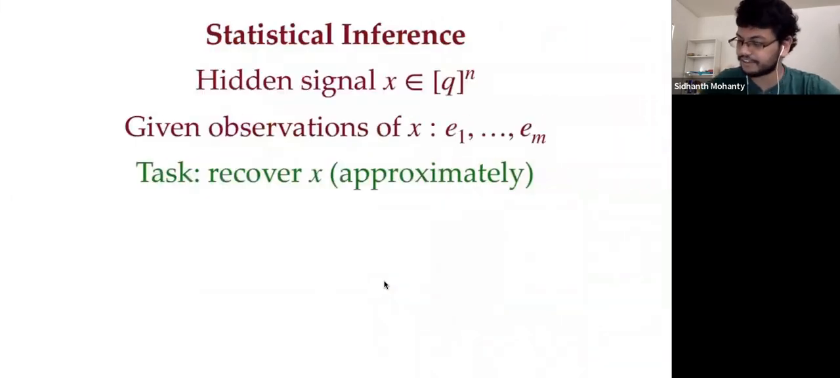So the general setup of this question is that of statistical inference. You have a hidden signal, which we call X, and you should think of it as a random n character long string, where each character is a number between 1 and q. Then you're given many observations about this string, which we call E1 through EM. You should think of these as independent noisy observations, and the task is to recover the string X approximately.